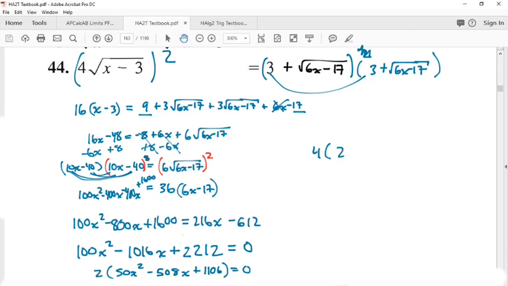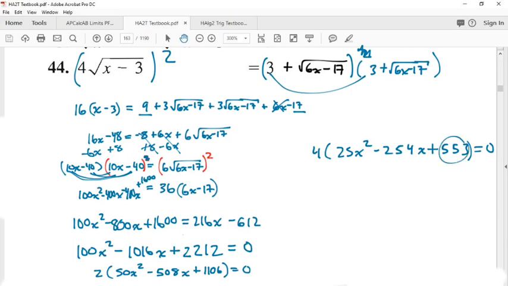And then we get 25x squared. And then what is that? What's 508 divided by 2? That would be 254x plus 553. Oh, I lost my train of thought. 3? Okay, thank you.